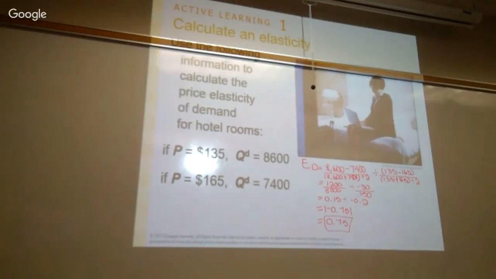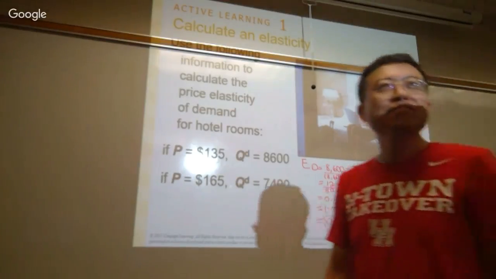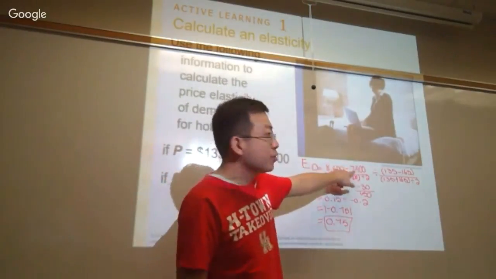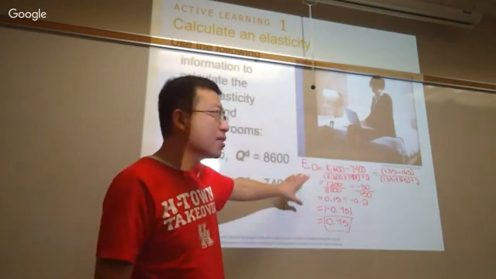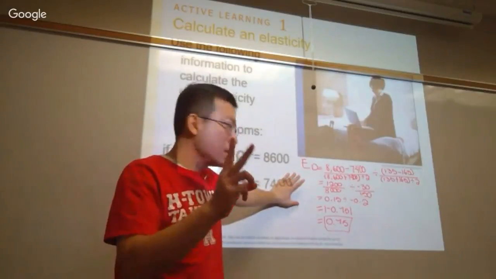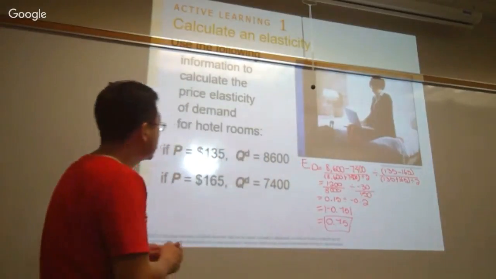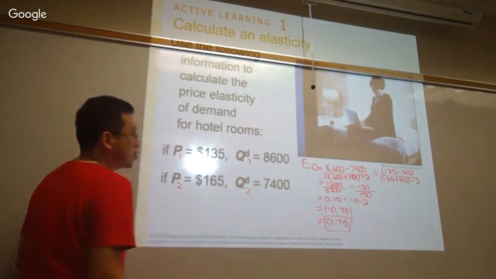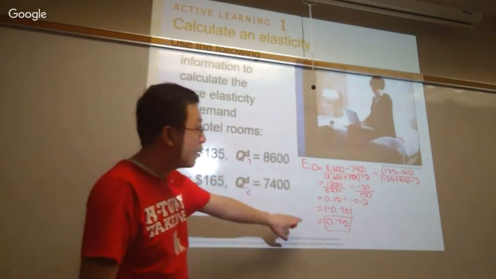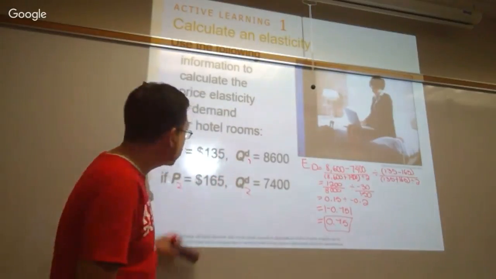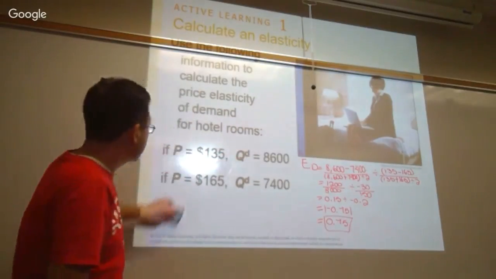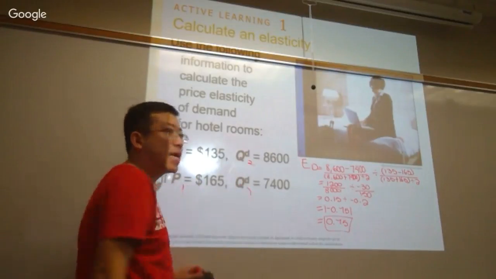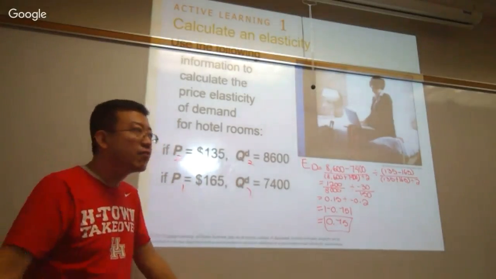All right, everybody got 0.75? Yeah, good answer. Now you will have 8600, 7400. Now the best thing with the midpoint method, it doesn't matter which one comes first. If this is P1, Q1, and this is P2, Q2, plug the numbers in the formula, and you have 0.75. If you reverse this, and this is P2, Q2, and this is P1, Q1, you will still have the same answer, 0.75. So that's the benefit of the midpoint method.